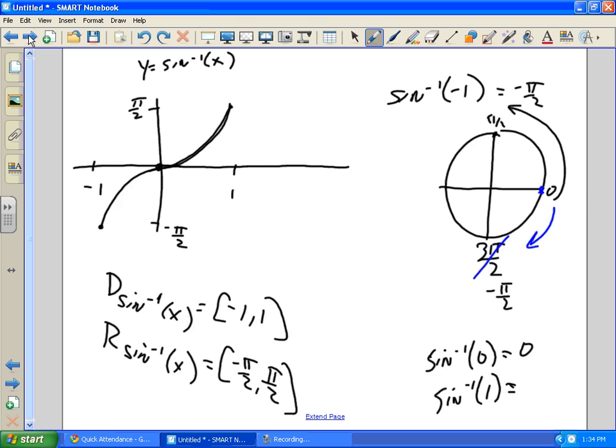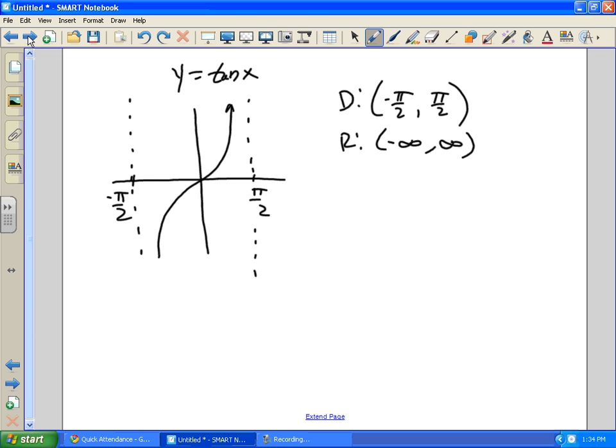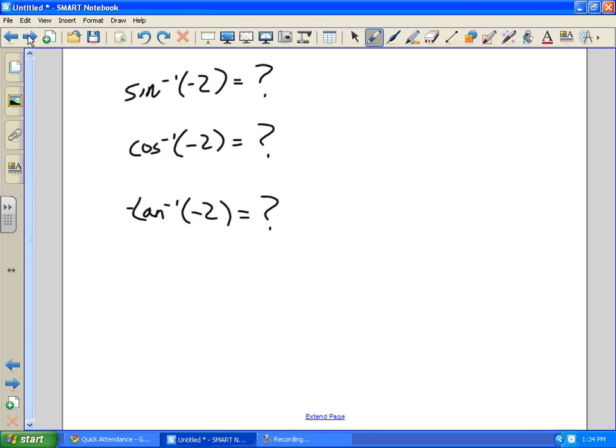So this is undefined because it's a domain error. It's out of domain. Isn't that true for the cosine as well? Doesn't the cosine also range from -1 to 1?